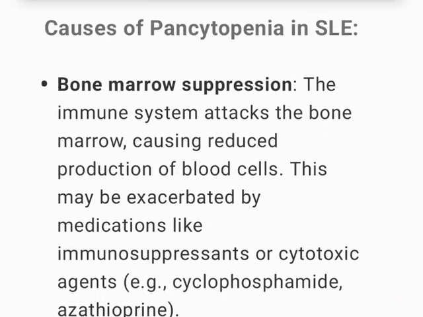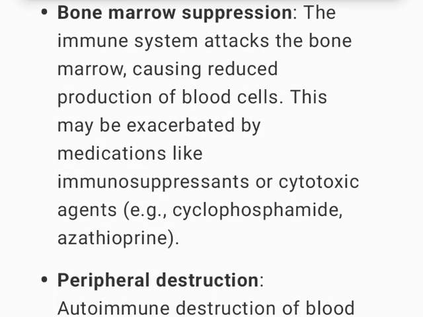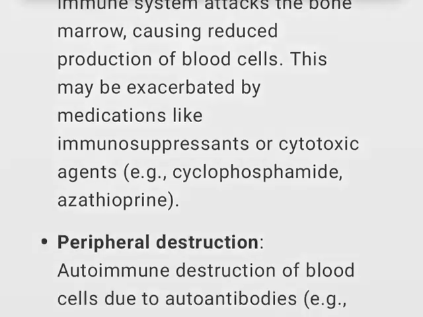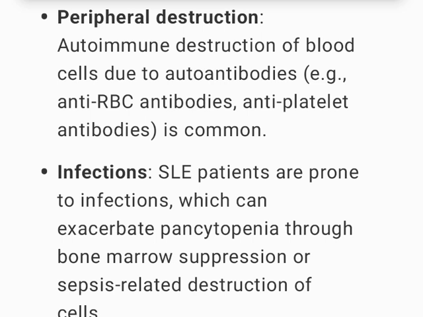Causes of pancytopenia in SLE. Bone marrow suppression. The immune system attacks the bone marrow, causing reduced production of blood cells. This may be exacerbated by medications like immunosuppressants or cytotoxic agents, e.g. cyclophosphamide, azathioprine. Peripheral destruction. Autoimmune destruction of blood cells due to autoantibodies, e.g. anti-RBC antibodies, antiplatelet antibodies, is common.